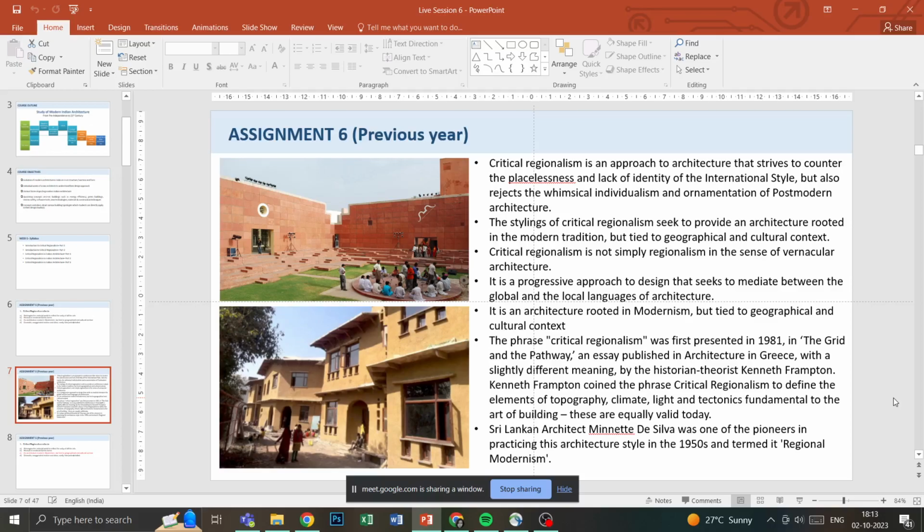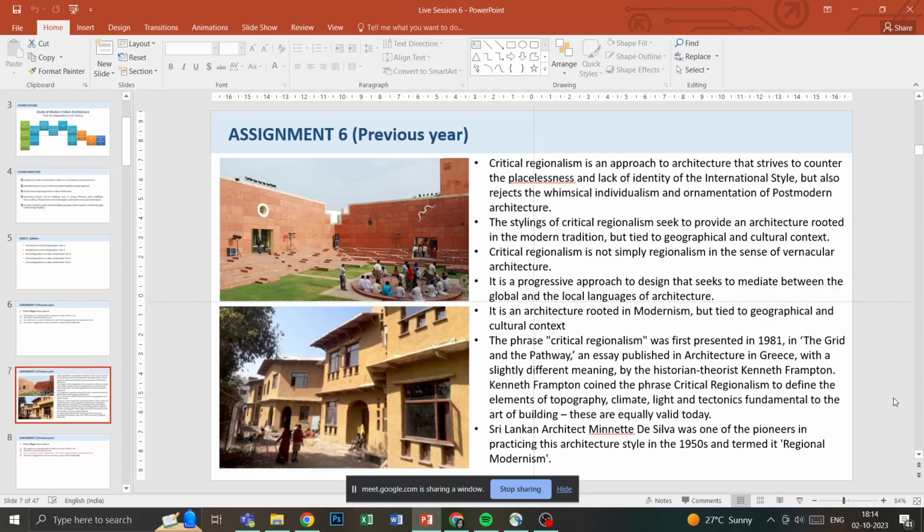So, the styling of critical regionalism seeks to provide an architecture rooted in the modern tradition but tied to geographical and cultural context. Critical regionalism is not simply regionalism in the sense of vernacular architecture. Vernacular architecture is the architecture of people, in the sense that before there were architects, before there were builders, people used to construct their own houses. So that architecture is actually called vernacular architecture.